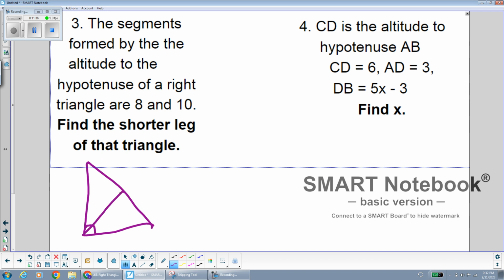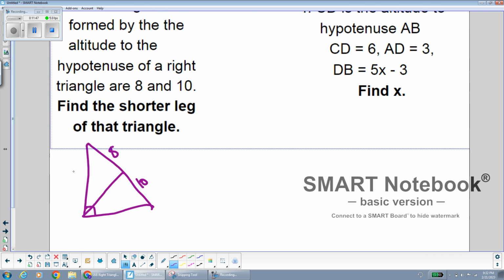Okay. The segments formed by the altitude to the hypotenuse of a right triangle are 8 and 10. Find the length of the shorter leg of that triangle. So it's either this one or this one. I don't know what the shorter leg is going to be, but I know I'm going to be using the leg rule because it's talking about finding lengths of legs. So first I'm going to find x.